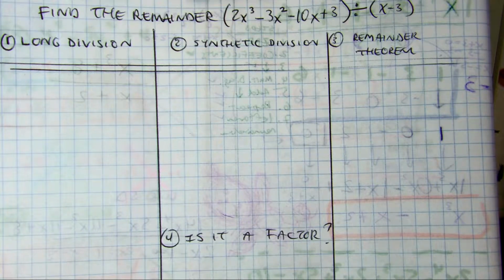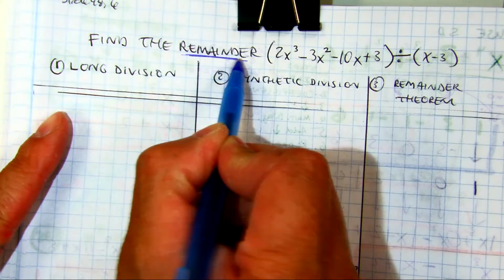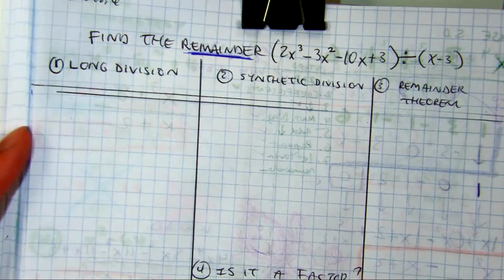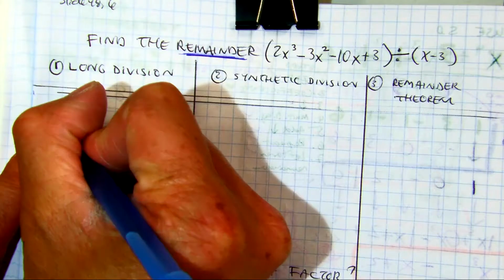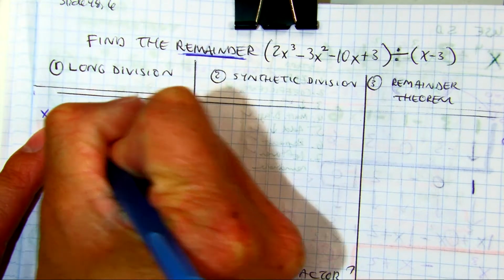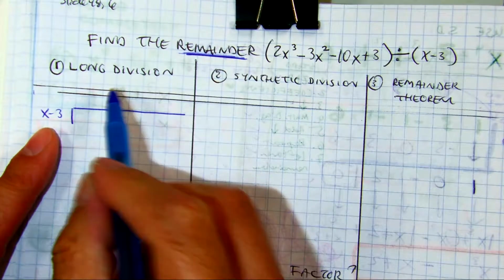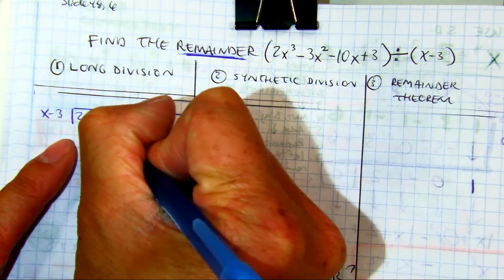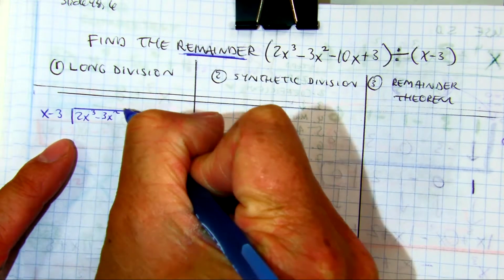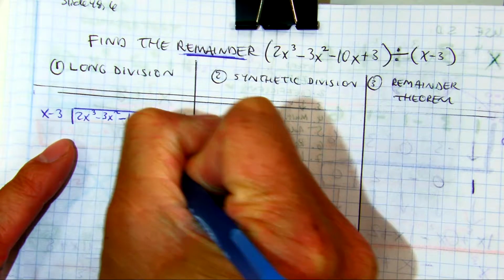Alright, what's kind of weird? What did I ask you guys to find? The remainder. Okay, this is a little weird. x minus 3 goes into 2x cubed minus 3x squared minus 10x plus 3.